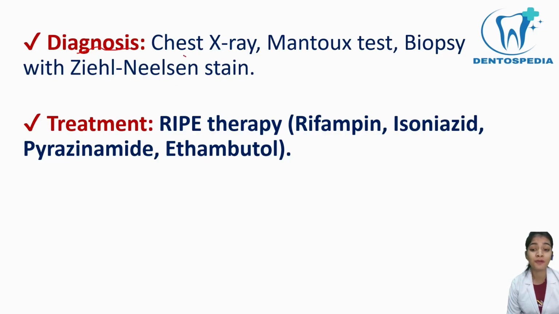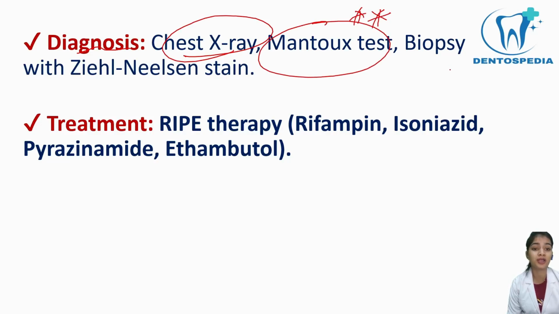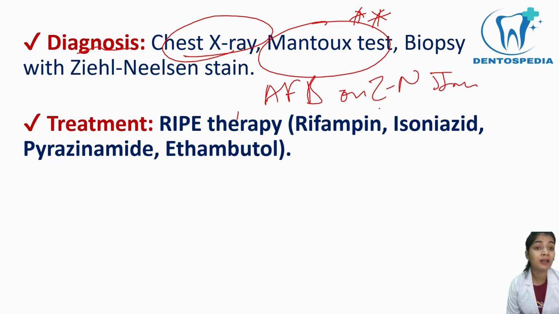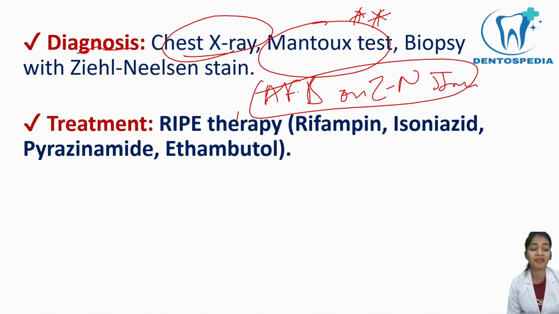It is confirmed by chest x-ray, Mantoux test, which is very, very important. Then biopsy of the ulcer showing granulomatous inflammation, or acid-fast bacilli, which is AFB, on Ziehl-Neelsen stain. Please remember all these terms. AFB, which is acid-fast bacilli on Ziehl-Neelsen stain.